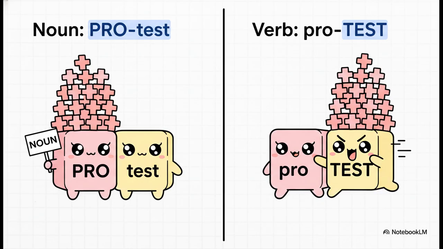When the stack of crosses is highest on the first syllable, we say protest, the noun. But if we shift the tallest stack to the second syllable, it becomes protest, the verb. Think about that. The letters haven't changed, the syllables haven't changed, but the invisible architecture of stress transforms the word entirely. It's a real game changer.